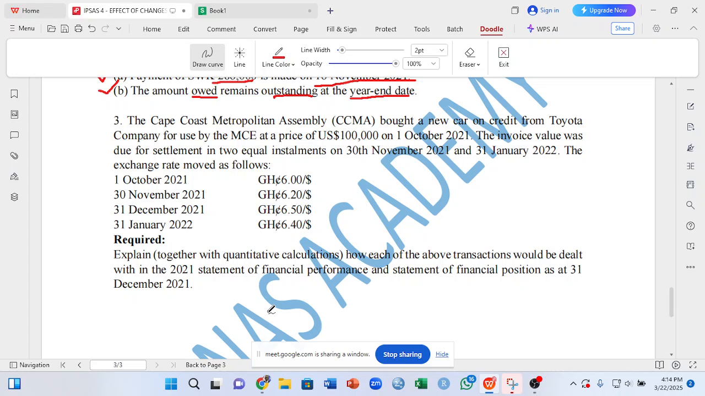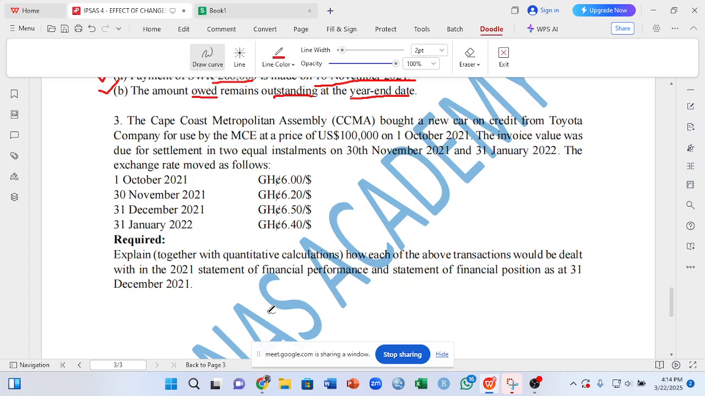A classical example you can use is to say that per the facts in the question, this question relates to IPSAS 4, the effect of changes in foreign exchange rates. Then tell us the treatment. The translation rule is that at the transaction date, the foreign currency will be translated using the transaction date spot rate. At the settlement date, we translate the amount using the rates prevailing at the settlement date.